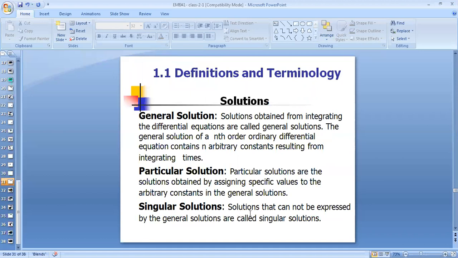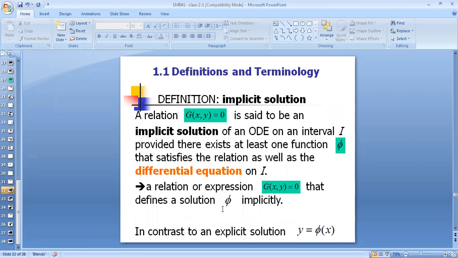Now what will the singular solution be? A solution that cannot be expressed by the general solution is called a singular solution. That means only a single solution can be expressed and can never be represented in a general form. The solution can never be expressed as a general form. So those types of solutions are called singular solutions.